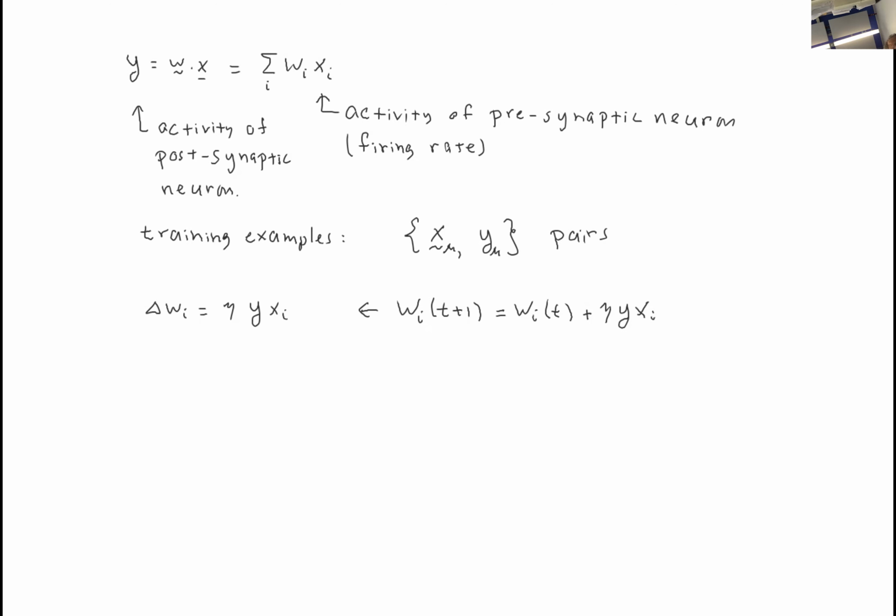So in vector notation, we can write this as delta w equals eta y x, where x and delta w are now vectors. So we can write w at time t plus one minus w at time t equals eta, the sum on mu of y mu x mu. And we can write this as eta times t times the average value of yx, okay? This is the slow learning rate limit.